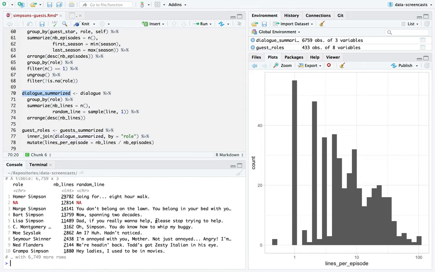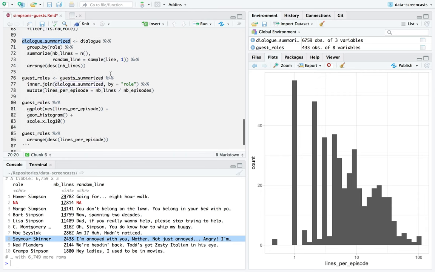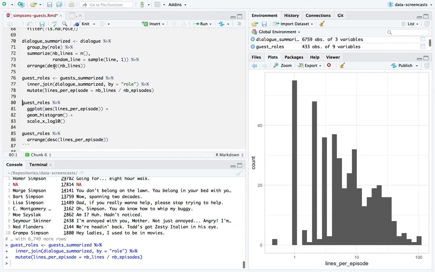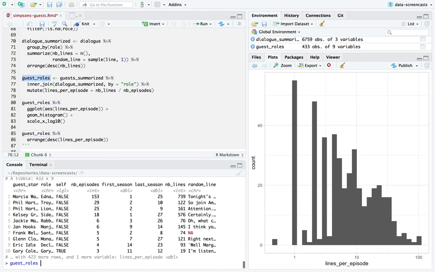So here we have a bunch of ones that are, I'm annoyed with you. This is Seymour Skinner: I'm annoyed with you, mother. Not just annoyed, angry. So we get an example of a random line from each of these. Why would I do that? Because then when I do a join, I could filter for who are the people that have exactly one line. NB lines is one.